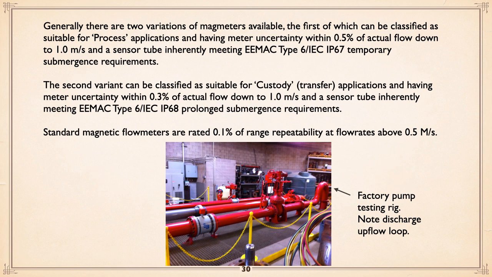Standard meters are rated 0.1% range repeatability at flow rates above 0.5 meters per second. They are good. Mag meters are really accurate. This is showing, it hasn't been downsized, probably should have been, but anyway, a factory test rig where they're testing the pump flows using the mag meter. You can see it to the left there, kind of silver colored. You can see the pump and the control valve here.